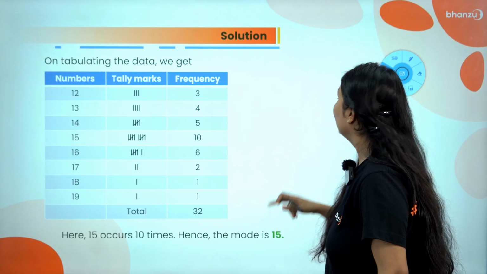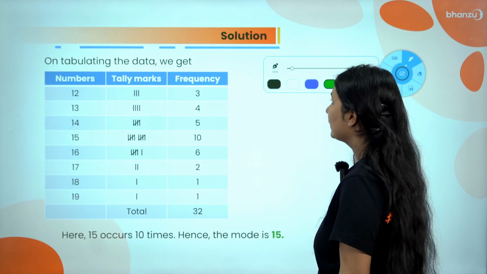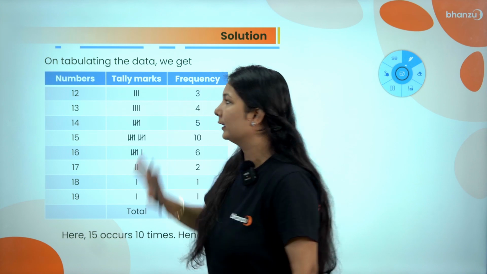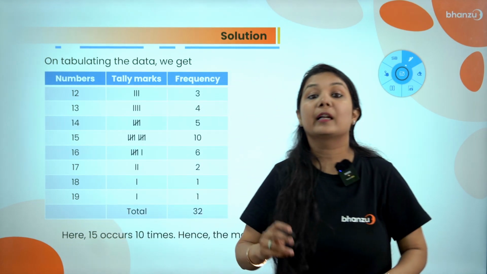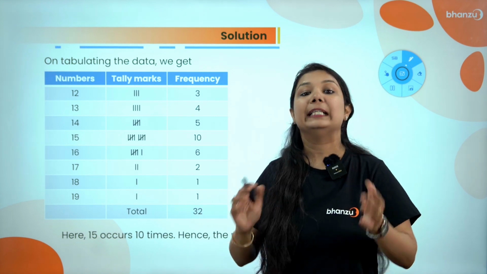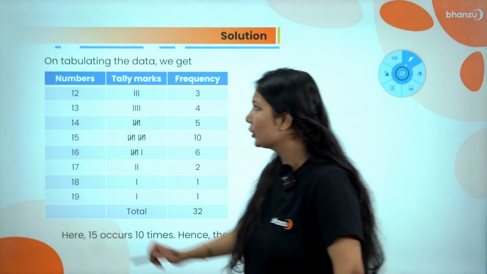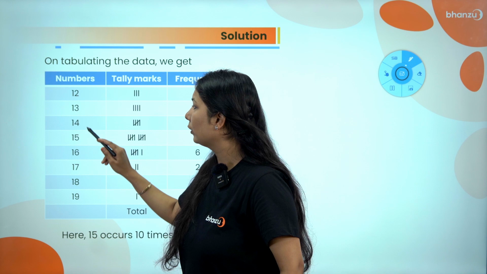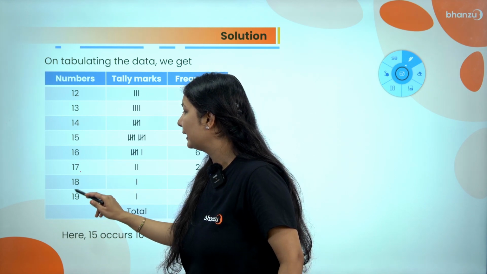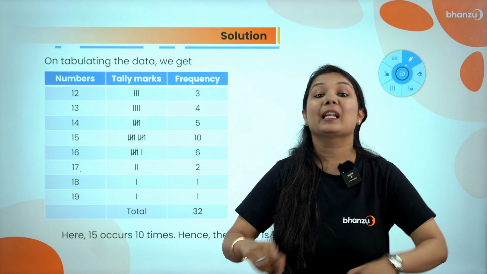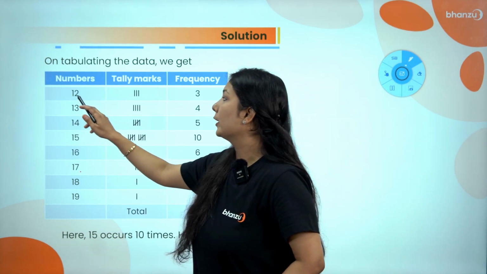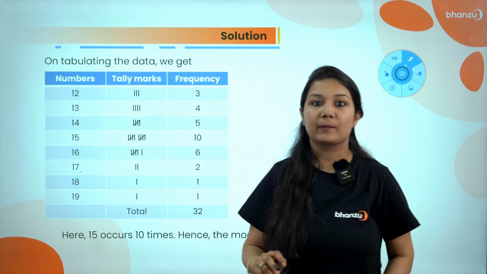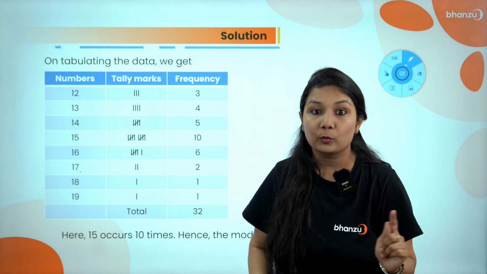And how do we find the frequency and mode for the same? So when you tabulate the data, we got to know these are the numbers which are repeating themselves in the data. What are the observations? 12, 13, 14, 15, 16, 17, 18 and 19. But how many times? As and when we read the data, we are going to check 12 is coming 3 times, but you will not check 12 3 times.